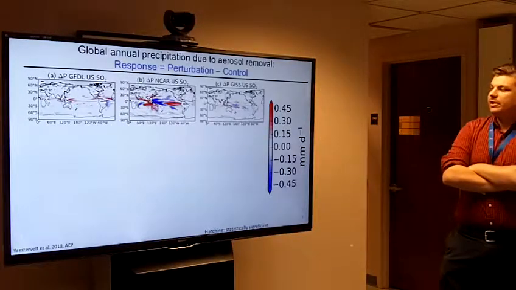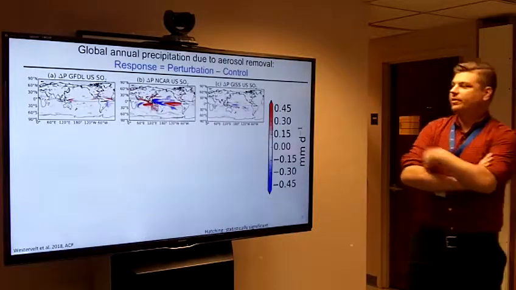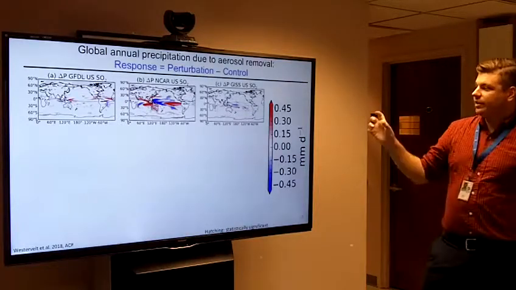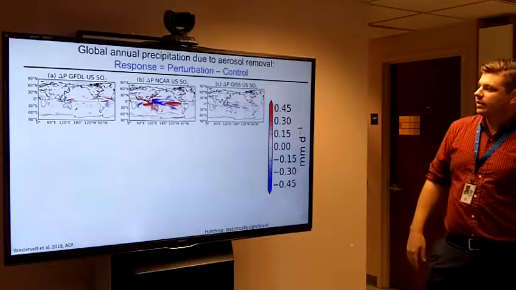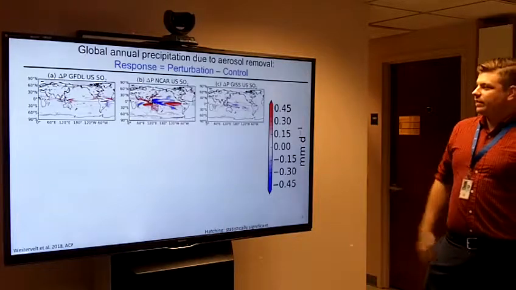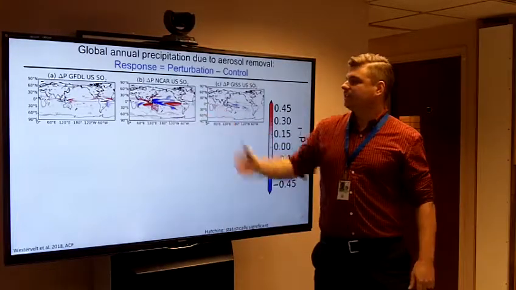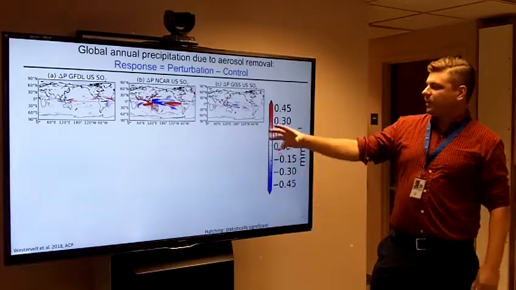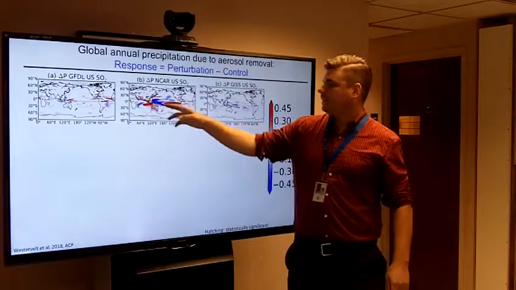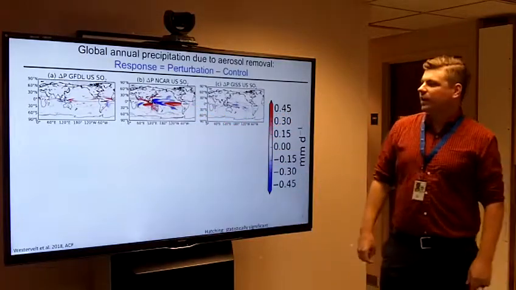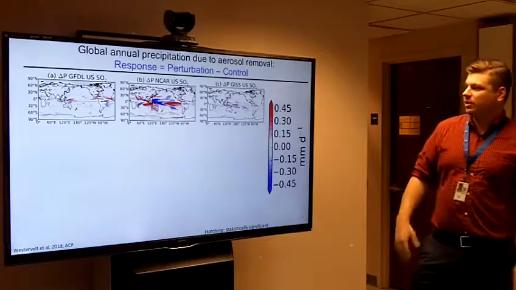So looking at precipitation now, this is the US SO2 change in precipitation. The largest increases again happen over the tropics. The NCAR model has a huge change going on here that resembles an ENSO-like response, which we'll get into later.